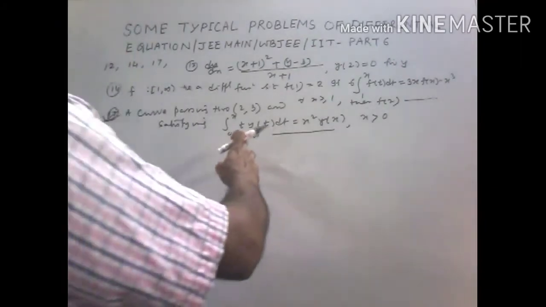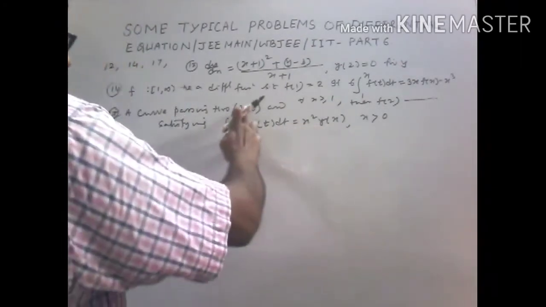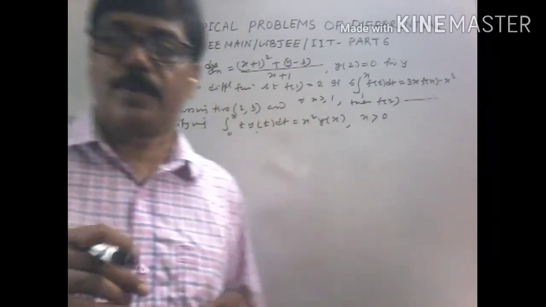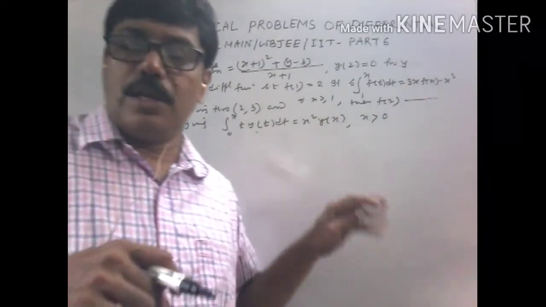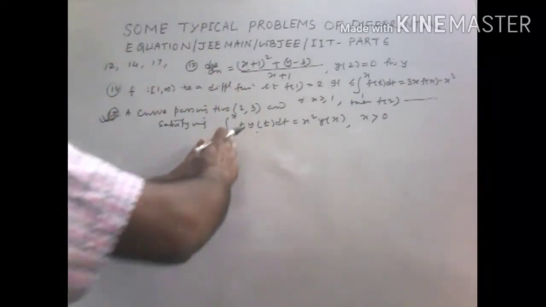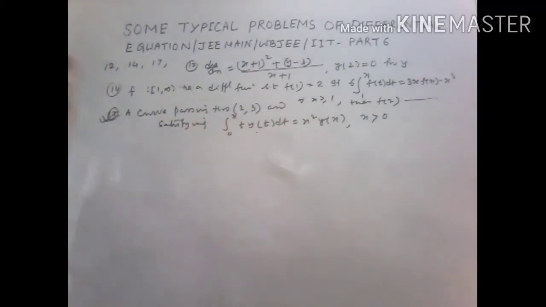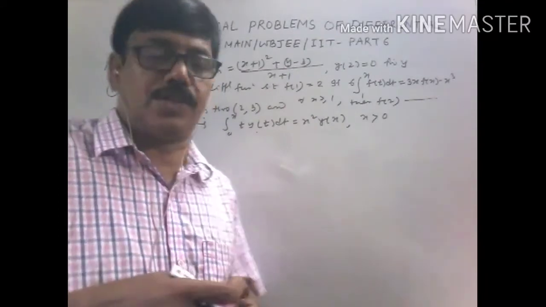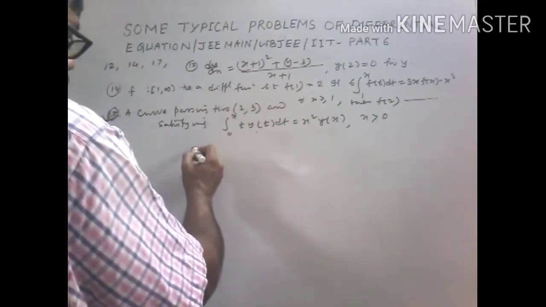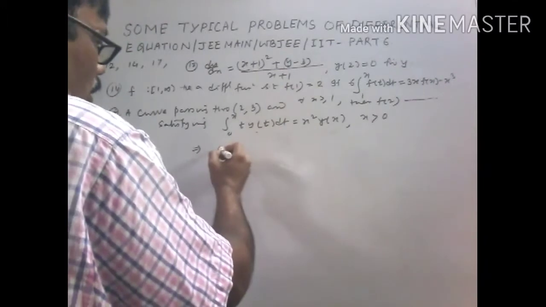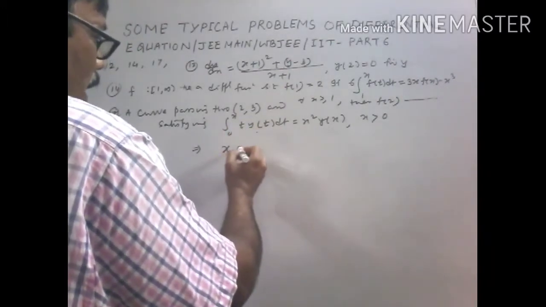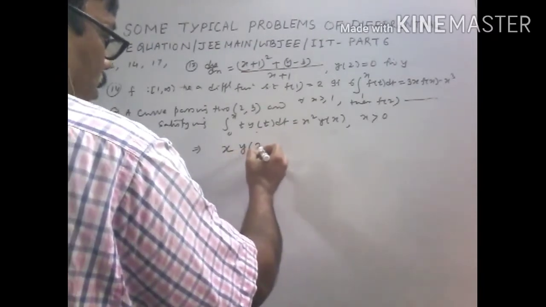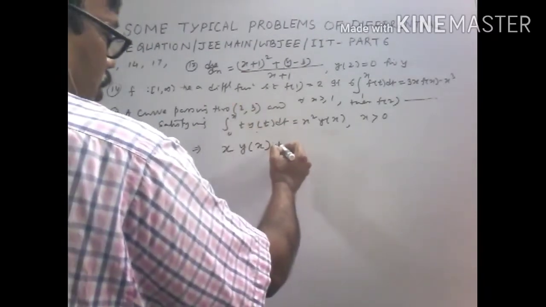So look, the given condition is the integral from 0 to x of t y(t) dt equals x² into y(x). So we know Leibniz theorem. We differentiate it by Leibniz theorem. We have already discussed an application of Leibniz theorem in a video. So if we differentiate it, the integration will be eliminated and t is replaced by the upper limit x, into y(x), then the derivative of the upper limit, this is 1.